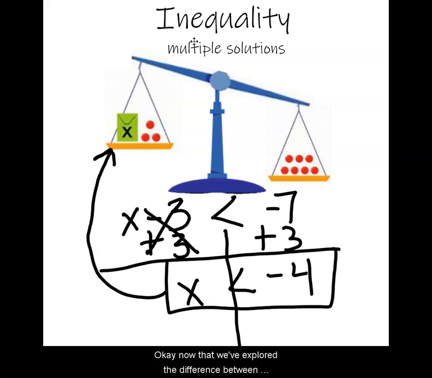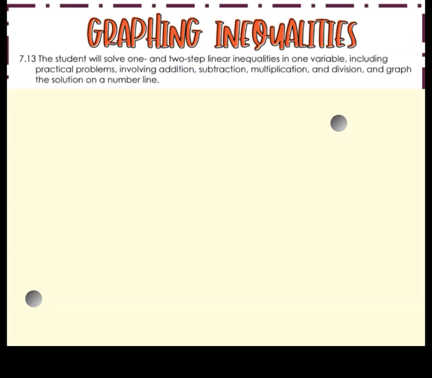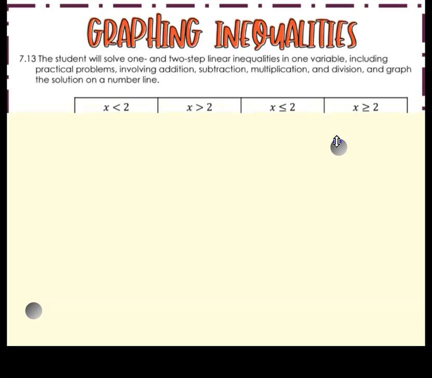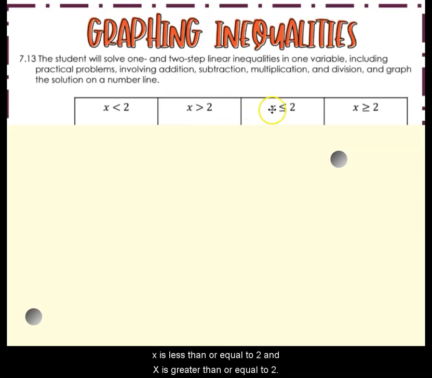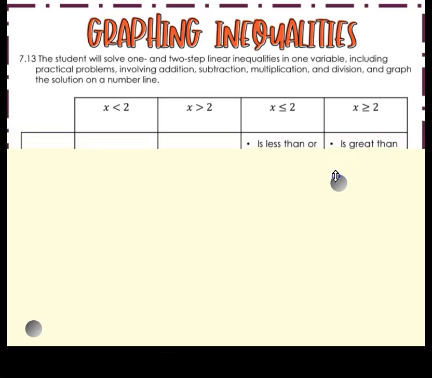Okay, now that we've explored the difference between equations and inequalities, let's take a look at how we will graph inequalities. So our goal for this unit is not only to solve 1- and 2-step linear inequalities, but also to graph them on a number line. Let's take a look at a few examples. These are 4 different inequalities. We have x is less than 2, x is greater than 2, x is less than or equal to 2, and x is greater than or equal to 2.